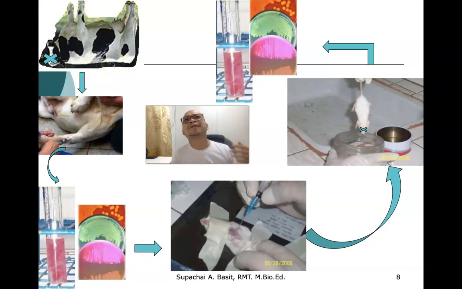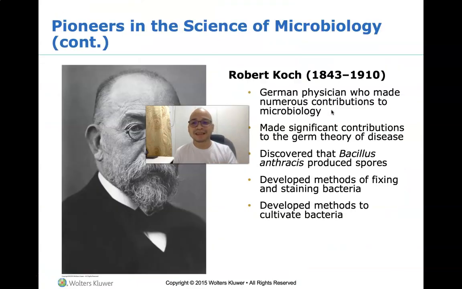and since he was able to find a way to culture bacteria, he cultivated the bacteria. And then the pure isolate that he got from the blood of the dead cattle, he cultivated it, he injected it into another animal. And the same animal died from anthrax. And he was able to re-isolate the bacteria from the blood of this particular dead animal who died from the same disease.